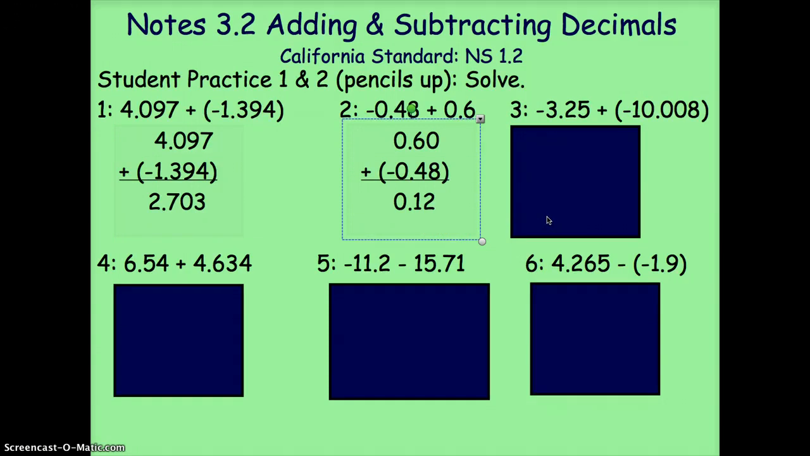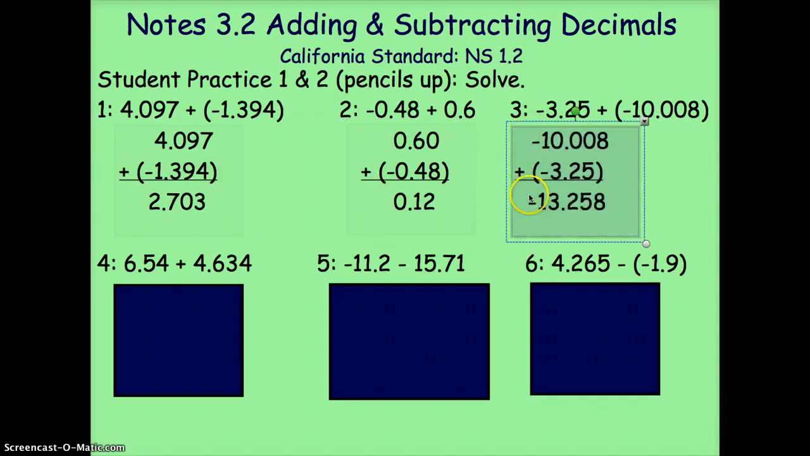Problem number 3, I'm adding 2 negatives, so my answer is simply becoming more negative. I add all my numbers together, and I end up with negative 13 and 258 thousandths. I could have added a 0 on here if we needed to, but with addition it tends to be less necessary because you know 8 plus nothing is simply 8. But if it helps you to add a 0, go ahead and do so.